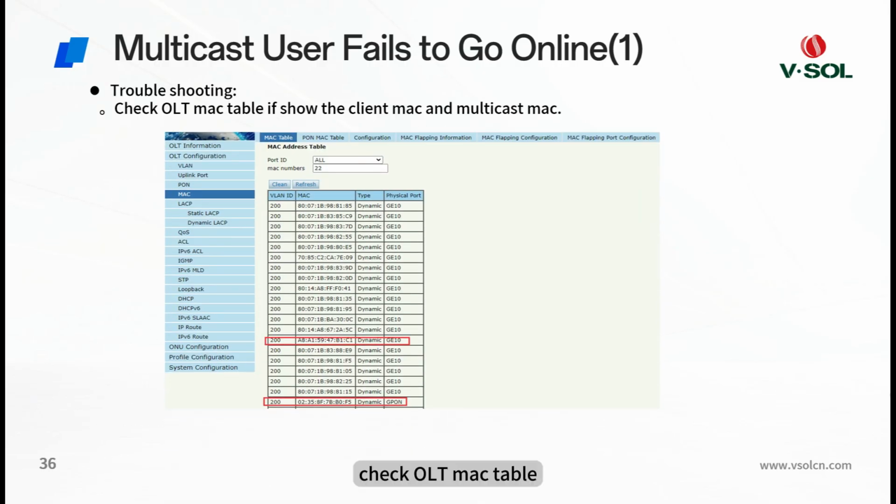Check the OLT MAC table to see if it shows the client MAC and the multicast server MAC, and notice whether the MACs are in the correct VLAN. This photo I share shows the server MAC from the uplink port and the client MAC from the client in VLAN 200. It means the service channel can transfer data.